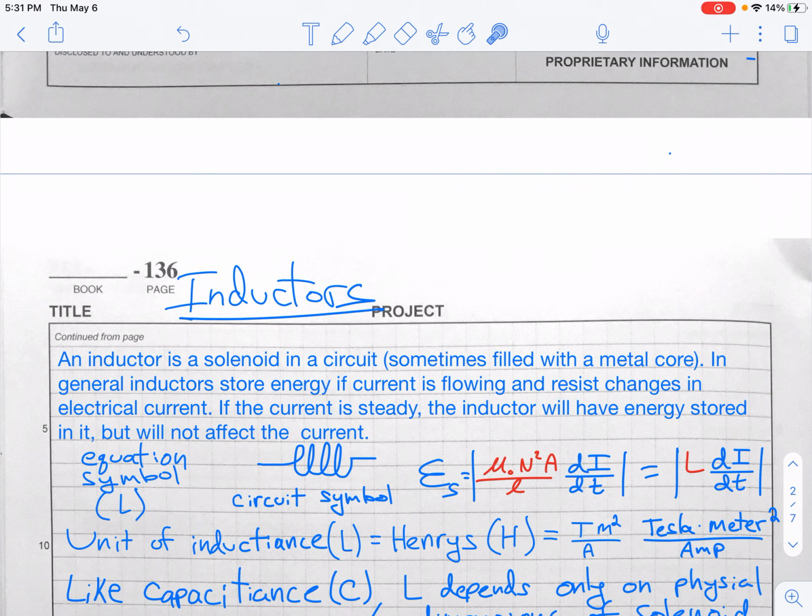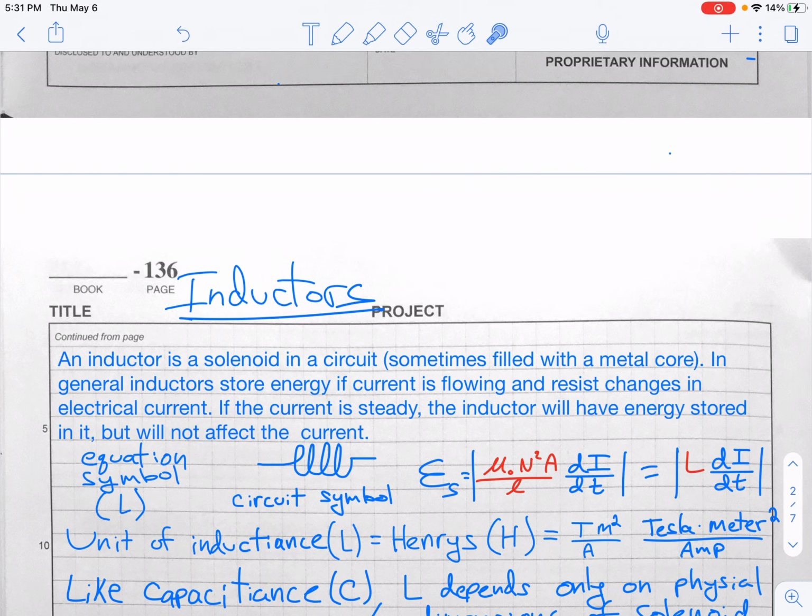Like capacitance was kind of a measure of how much energy it can store. And it was purely a function of its physical structure, right? Think about capacitance for a parallel plate capacitor. Epsilon naught A over d, just depending on the area and distance between the plates. Well, look at it for a solenoid. What does it depend on? The number of turns and the length and the area, the size of the turns.